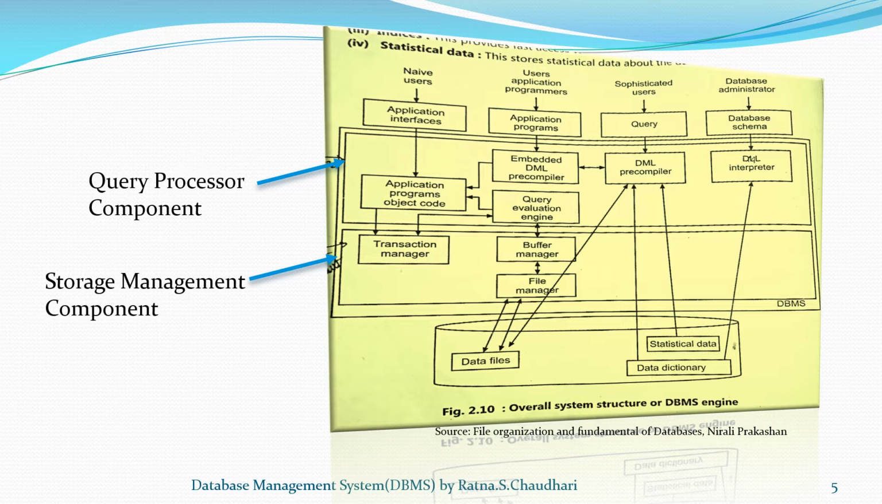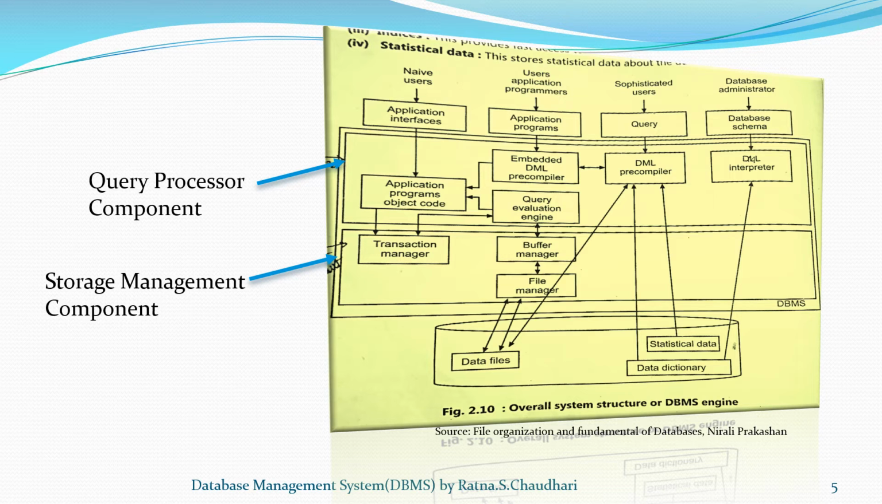Other than these two main components, that is the query processor component and storage management component, there are some data structures available which reside in the database management system, that is DBMS. So first one is data files. This stores a database. Next is data dictionary. This stores the information about data in database, called metadata.